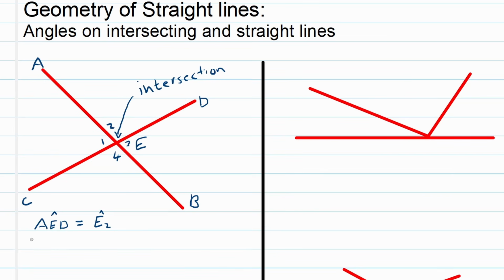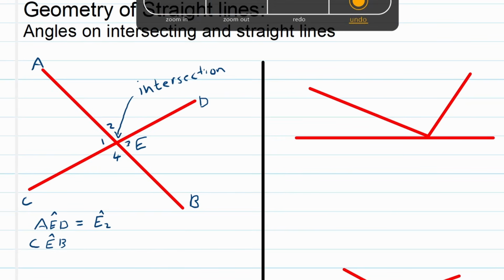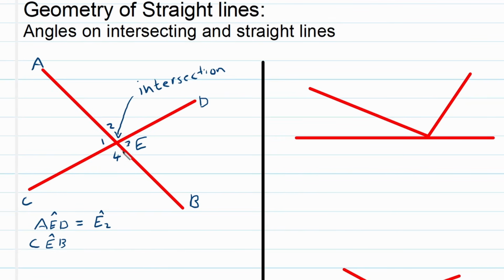Let's take another one. C, E, B. If you follow, you go from C all the way to E to B. And you've guessed it, that is equal to angle E4. And you see the indication for how I show an angle. Now these two angles, we would refer to them as being vertically opposite. So E2 and E4 are vertically opposite.